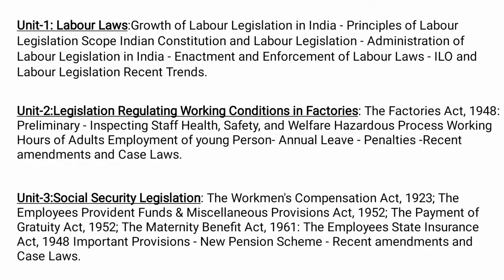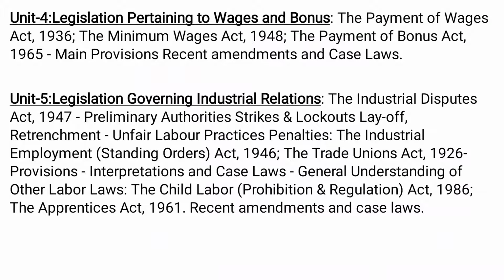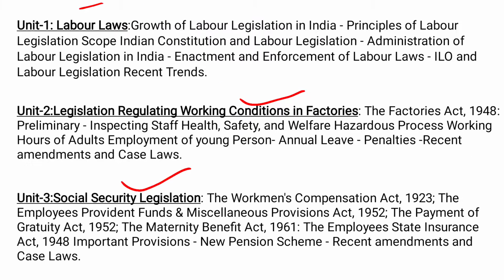In this semester, there are 5 units, namely labor laws, legislation regulating working conditions in factories, then Unit 3, social security legislation, Unit 4, legislation pertaining to wages and bonus, and Unit 5, legislation governing industrial relations. So here there are 5 units in labor legislation.